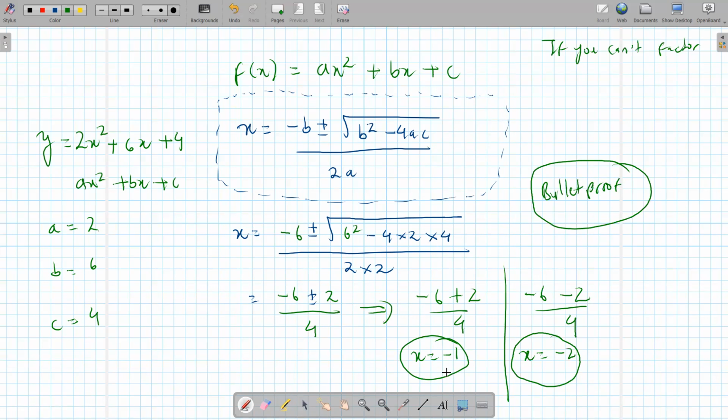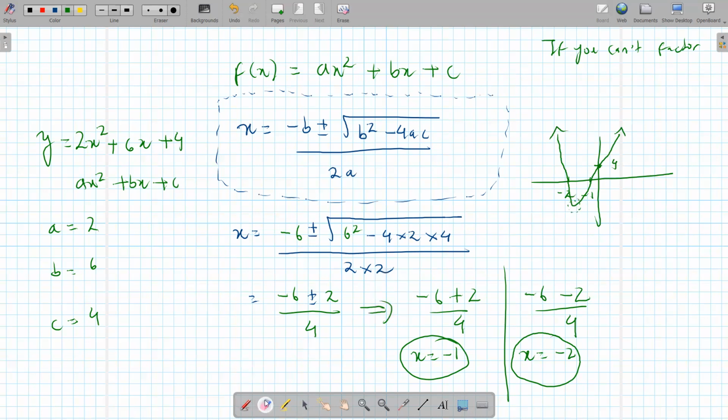What does it give us? What do these represent, negative 1 and negative 2? Those are the x-intercepts. This is a parabola that opens upwards. The y-intercept is 4, and we know the two x-intercepts, one at negative 1 and the other at negative 2. And then it's going to look something like this. There we go.